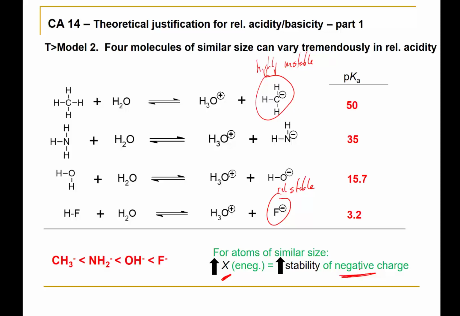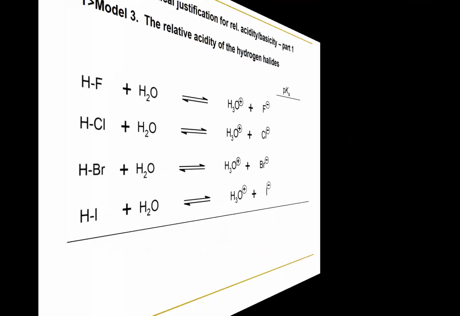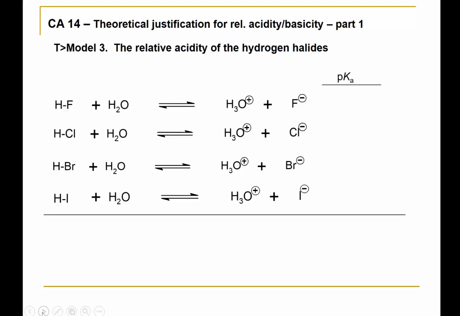To introduce the next part of the atom effect, let's compare a different set of acids. In this case, we're comparing hydrofluoric acid, hydrochloric, hydrobromic, and hydroiodic acid. The pKa's for these acids are like this, and we're also asked to list the conjugate bases in their relative order of stability.